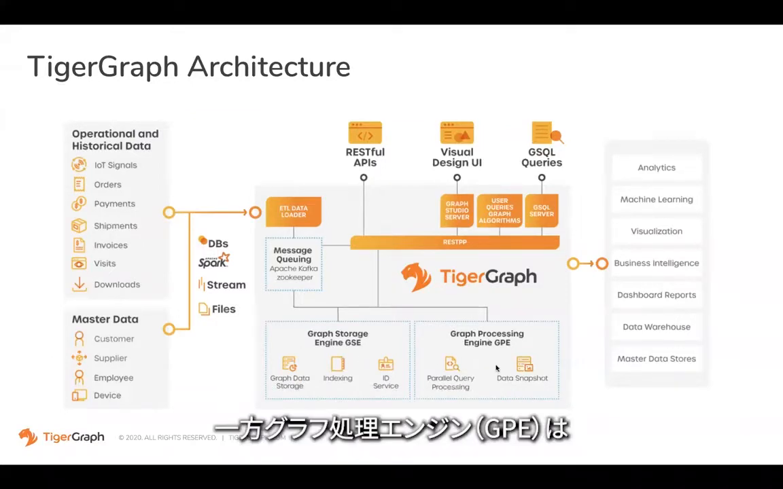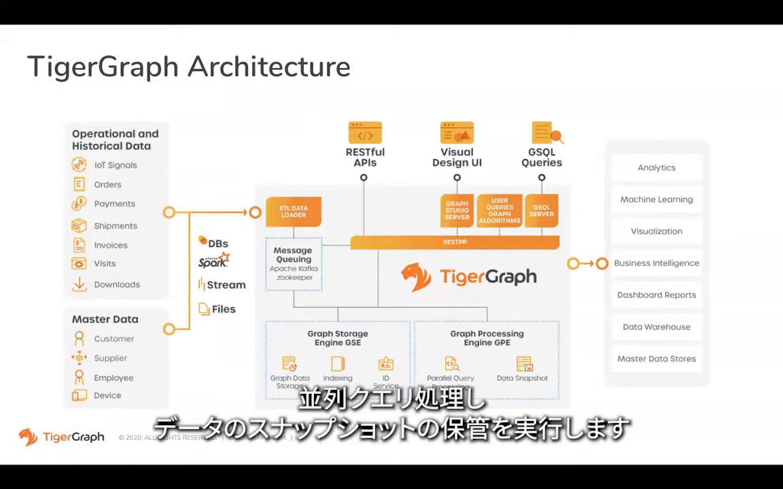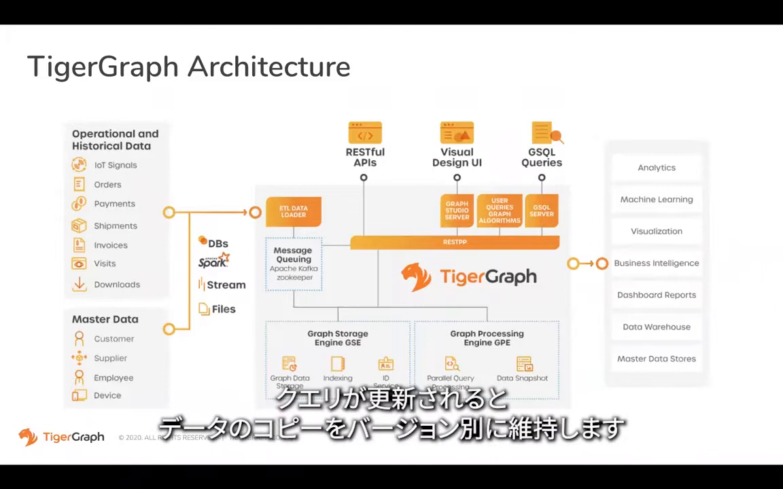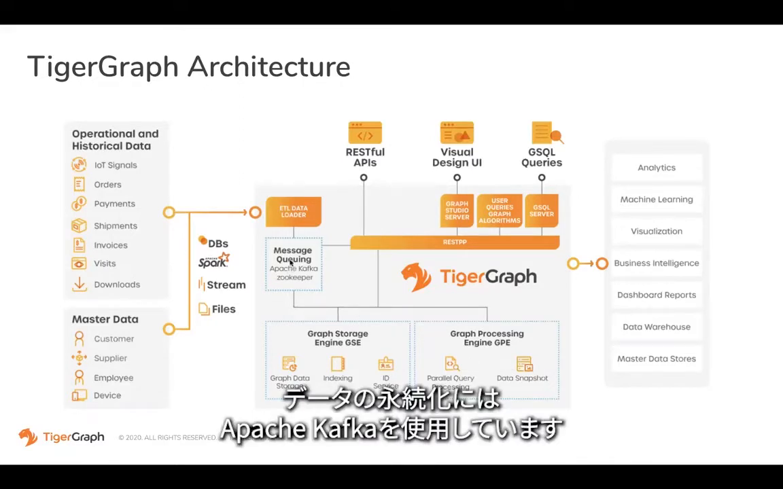And the graph processing engine is the heart of the database engine, where we perform the parallel query processing, and we store the snapshots of data. If your query has updates, maintaining different versions of the copies of data, all of this is handled by the GPE. And for data persistence, we use Apache Kafka.